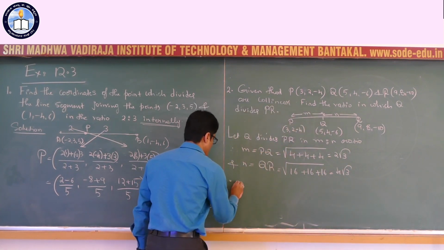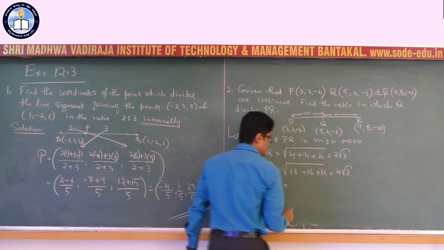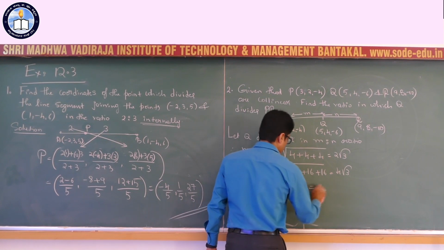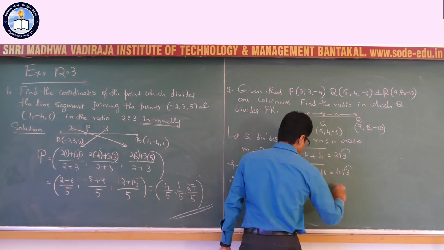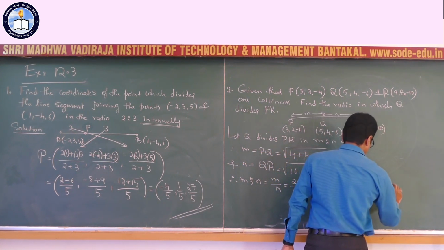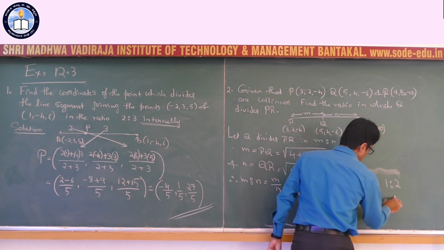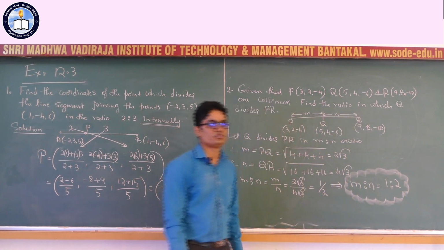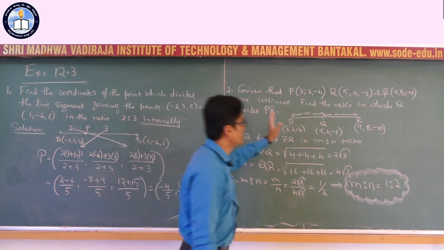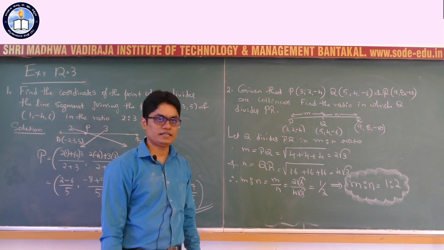So therefore, what is required? m is to n, m by n, is 2 root 3 by 4 root 3. So root 3 cancels, 2 by 4 is 1 by 2. So this implies m is to n is 1 is to 2. So this is our required answer, our required ratio. So the point Q divides PR in the ratio 1 is to 2. Understood? Very good. Okay.